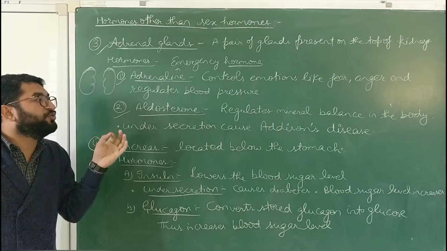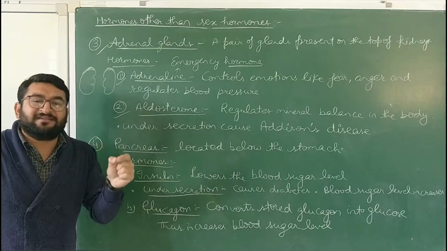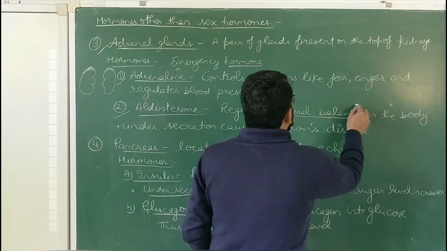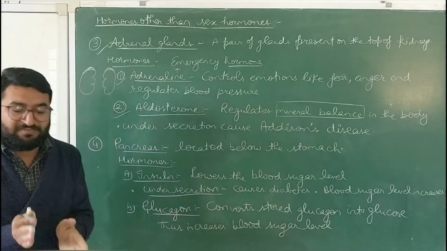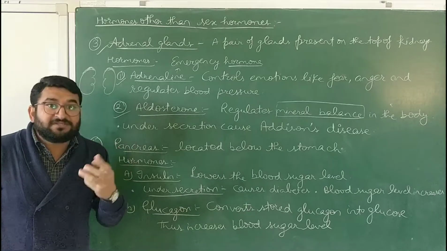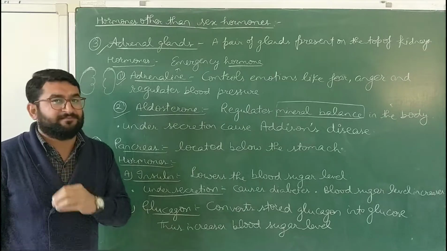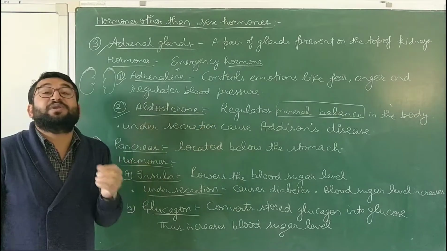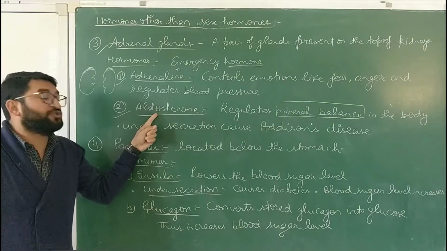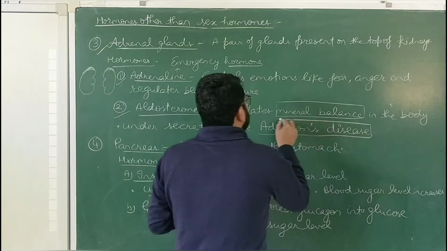The second one is aldosterone. Aldosterone is also known as noradrenaline. It controls the mineral balance in the body. Question arises, what are the minerals? The various minerals are calcium, magnesium, iron. These are minerals which we need for the proper growth and development of the body. This hormone regulates the mineral balance of our body. Deficiency of aldosterone, less secretion of aldosterone will cause a disease named Addison's disease.